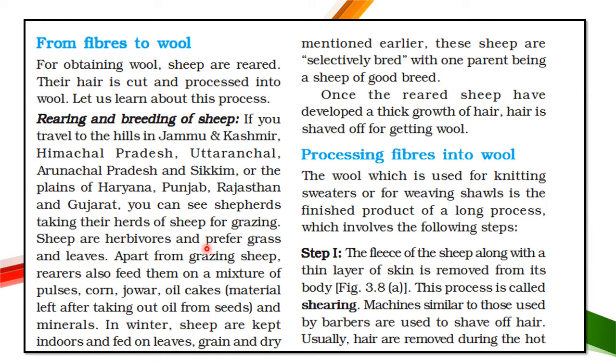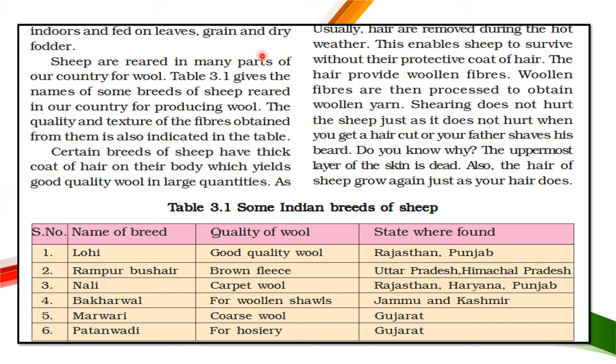Sheep are herbivorous and prefer grass and leaves. Apart from grazing sheep, rearers also feed them on a mixture of pulses. Please underline corn, jowar, oil cakes. Oil cakes means materials left after taking out oil from seeds, and minerals. In winter, sheep are kept indoor and fed on leaves, grains, and dry fodder. Fodder is a special type of food for cattle.